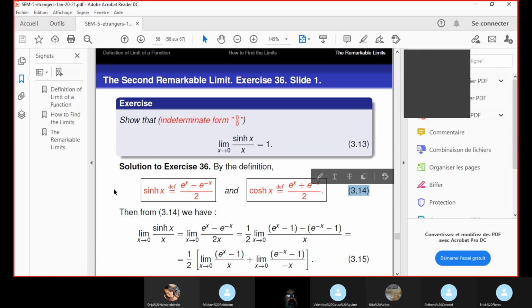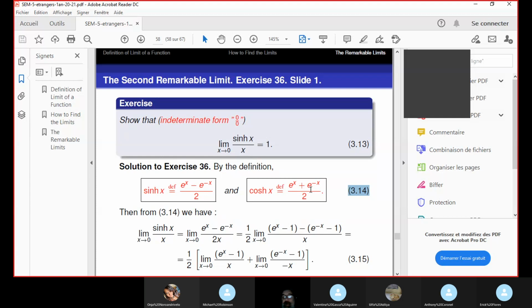Same thing as for the hyperbolic cosine, which is the sum of e to the power x and e to the power minus x over 2. So only the definition. You have to know this because you will see this function in your future work. Is it clear? Yes, it's clear. So nothing else than the definition for the moment.